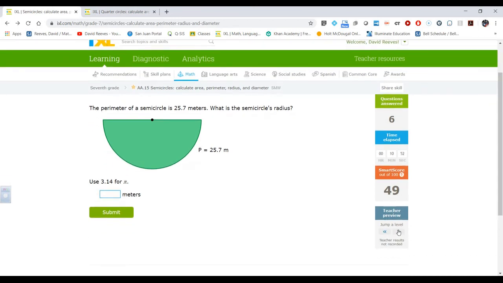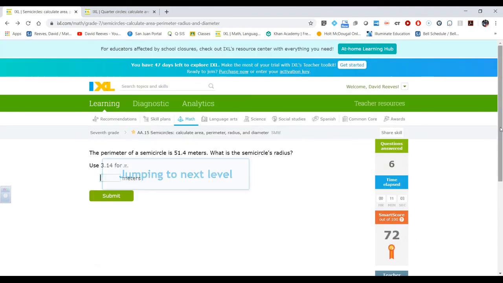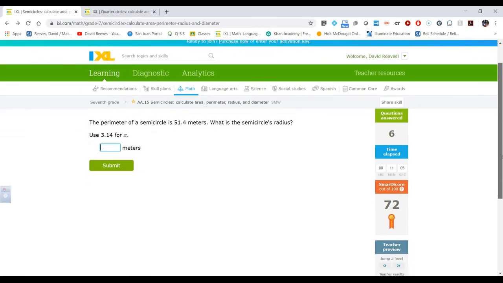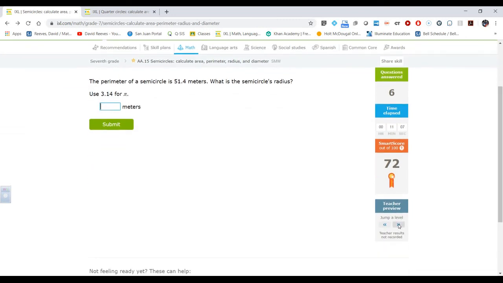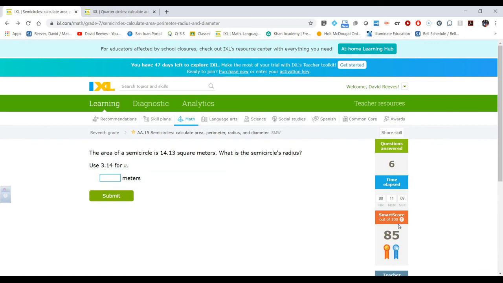Alrighty, so now we're back to another problem like we did before, so I'm not going to do those. I was hoping they'd give us one where we had the area and we had to find the diameter. Let's see if we can get it to go to the next level. All right, jumping to the next level. Again, it's the same type of problem, so I'm not seeing a new type of problem.